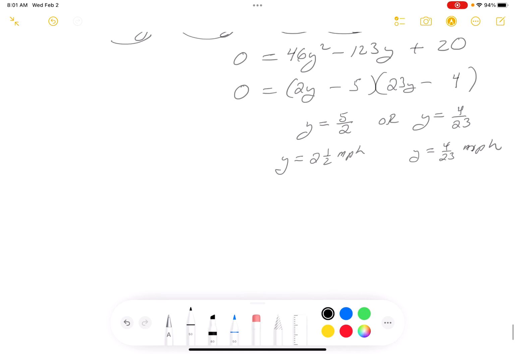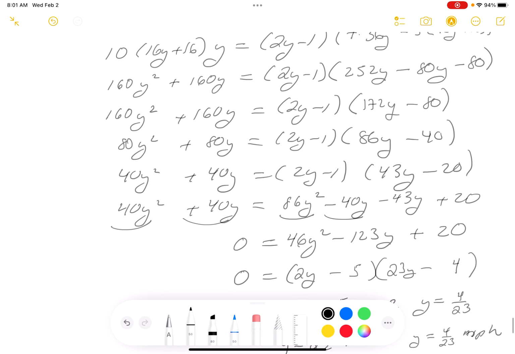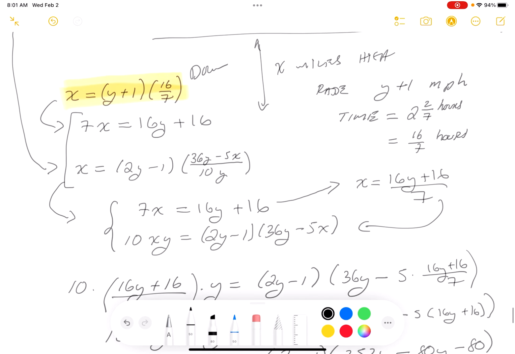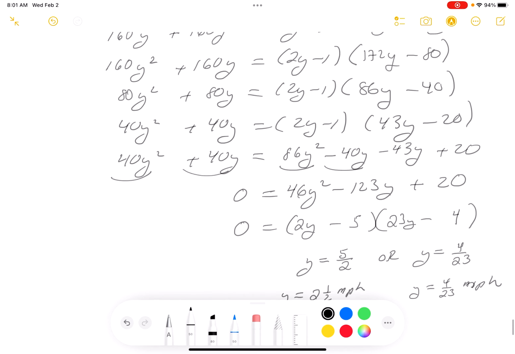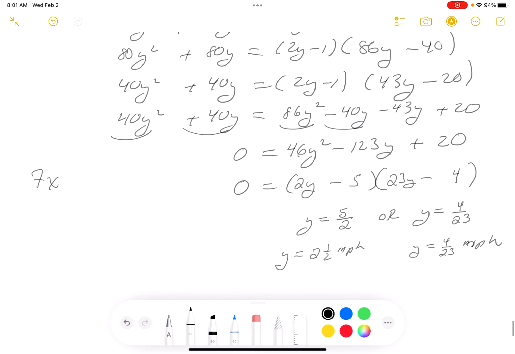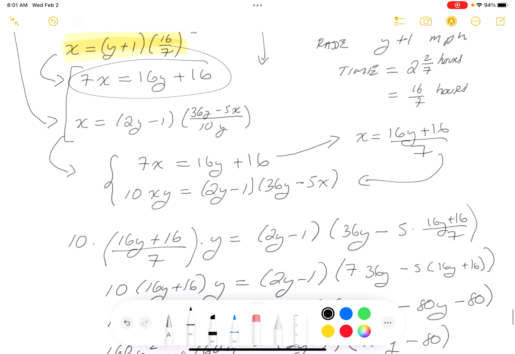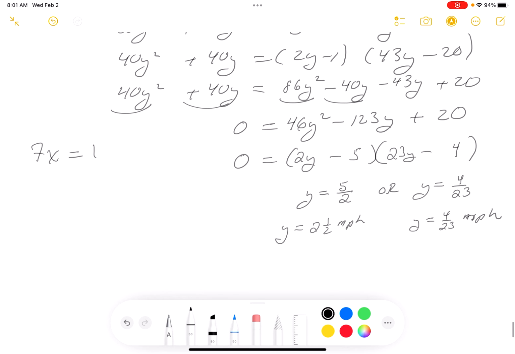All right? And then I've got to get the x. And so it says, how do you get the x? Well, I've got to look around. And I'm going to say this might give me the x over here. 7x, I'll write this down for you, equals, and again, 16y plus 16, right?